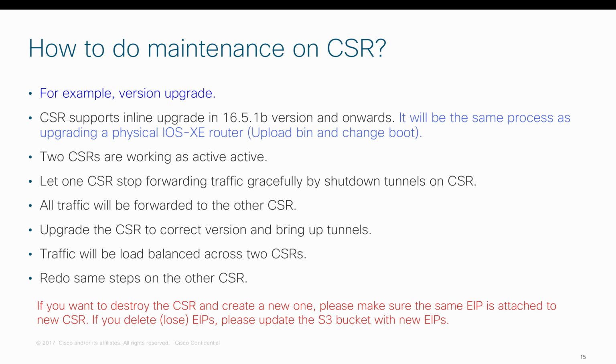If you want to do the inline upgrade, I recommend the following steps. When two CSRs are working as active, you should let one CSR stop forwarding traffic gracefully by shutting down the tunnels on that CSR. Then all traffic will be forwarded to the other CSR. Upgrade the CSR with those shutdown tunnels to the correct version and bring the tunnels back up. Then the traffic will be load balanced across the two CSRs. Redo the same on the other CSR to upgrade. So those are the steps we recommend.